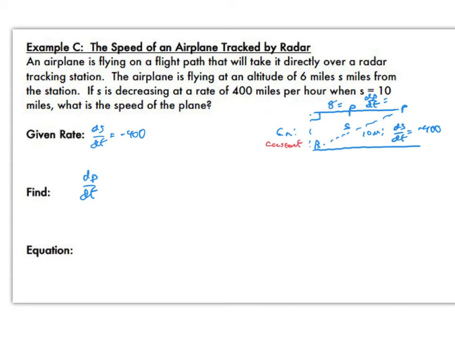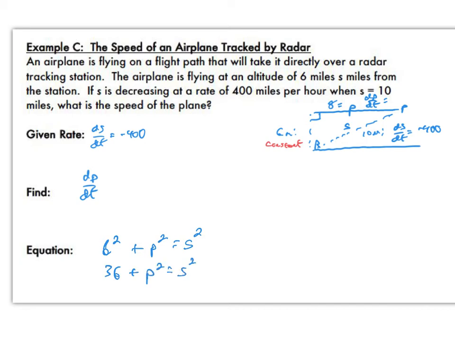So let's see what I can come up with for my equation. P is going to be changing throughout the course of this problem, and S is also going to be changing throughout the course of this problem. So when I go to construct my equation, I can say 6 squared, because that's a constant, plus P squared is equal to S squared. All right, now I need to get this dP over dt to turn up, so that means I need to take a derivative.